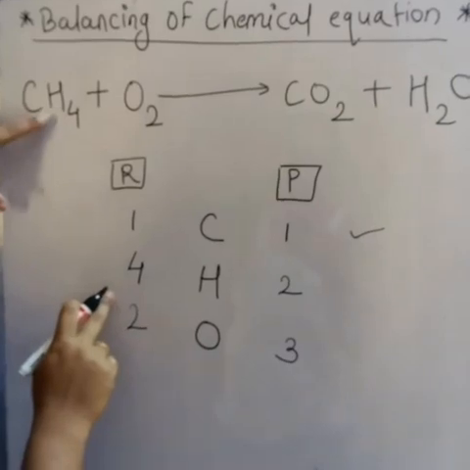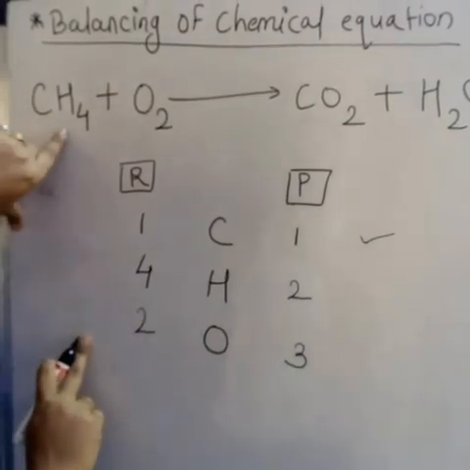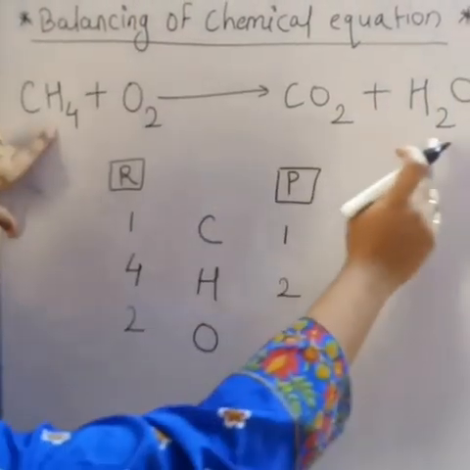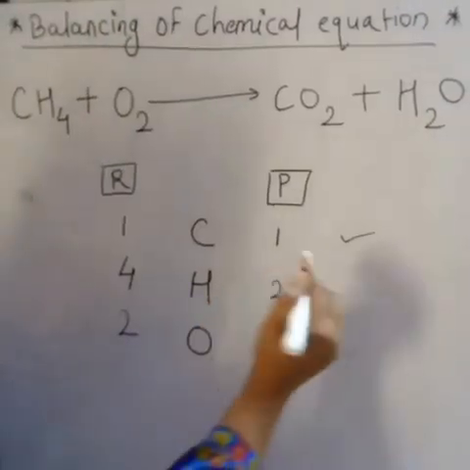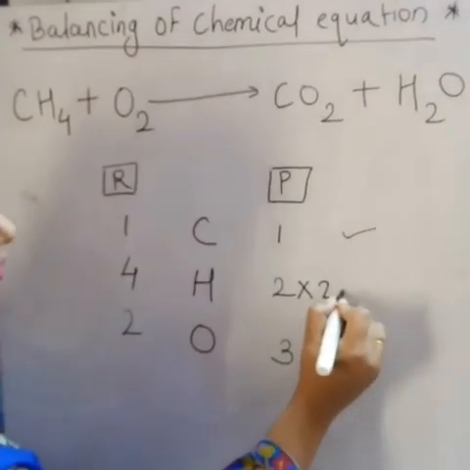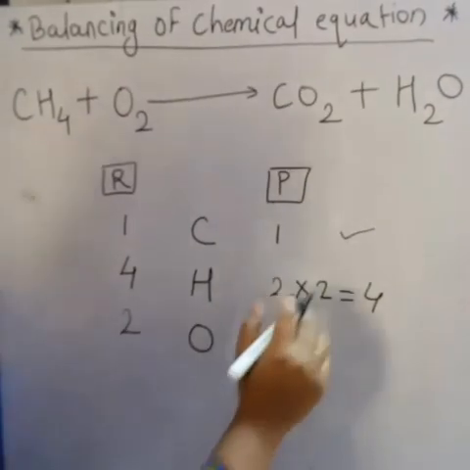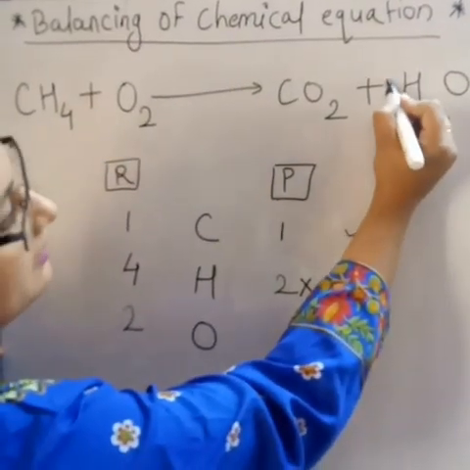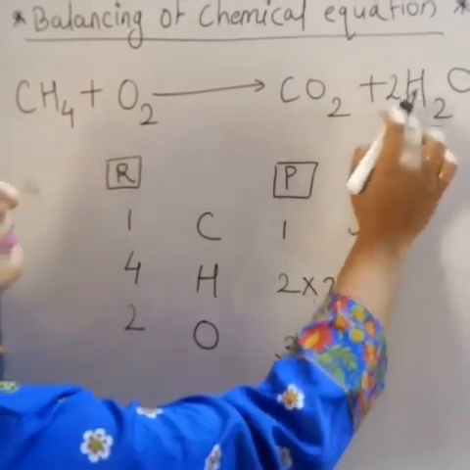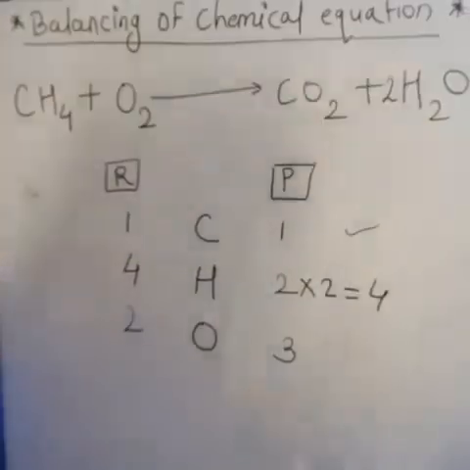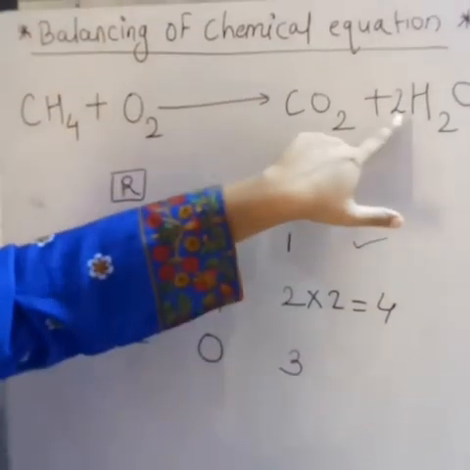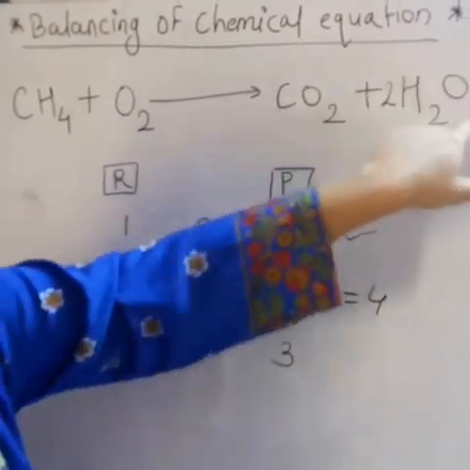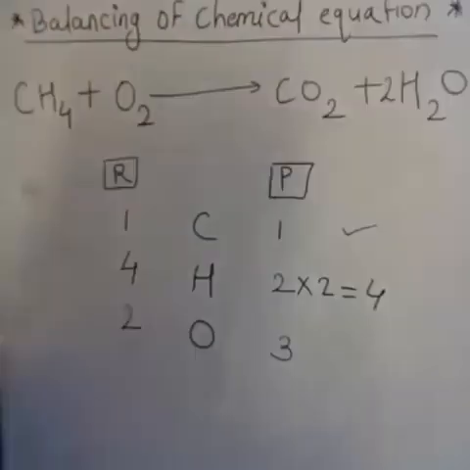Here we can see hydrogen is present in this compound CH4. So we can increase the hydrogen atoms in the water molecule in the product. We can multiply this 2 by 2, so it will become 4. That means we are multiplying this compound, water, by 2. Here we are just multiplying by coefficient 2. We are not disturbing this formula anyhow.